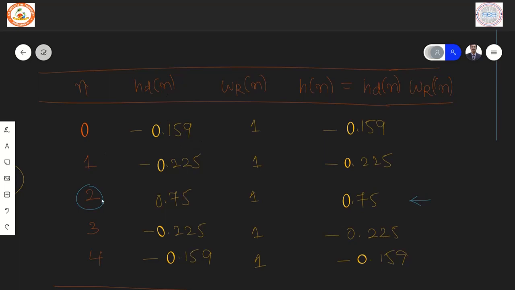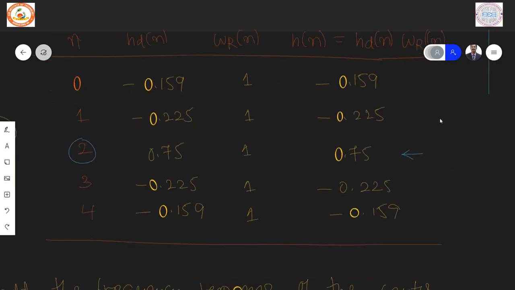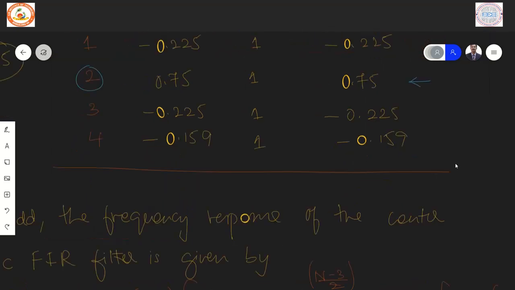Okay, once again, please observe it is symmetric about the midpoint. So computation of 3 points here may be sufficient. Okay, WR of n is 1, 1, 1. It's a rectangular window. Multiplication of the two gives the same answer. This is called h of n. So we have computed the value of h of n.